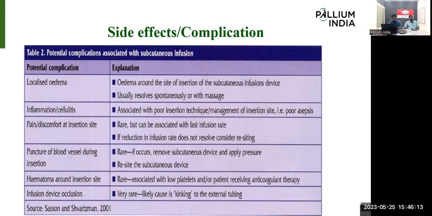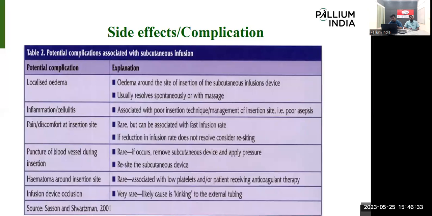If it is still not resolving and the patient is still reporting pain, we can assume it as poor absorption, with fluid overload happening in the subcutaneous space, and it may be the reason for the pain. So we need to change the site, we need to resite.